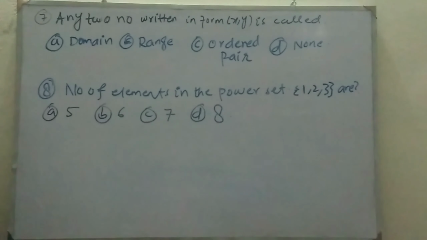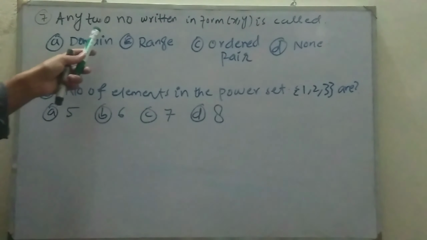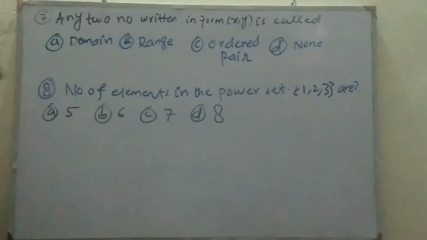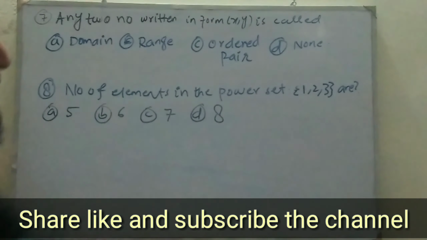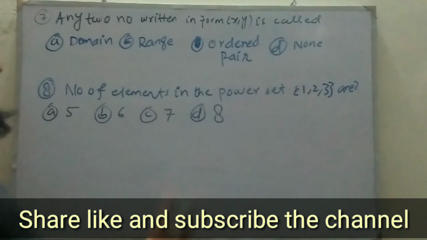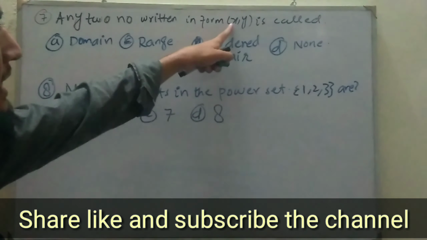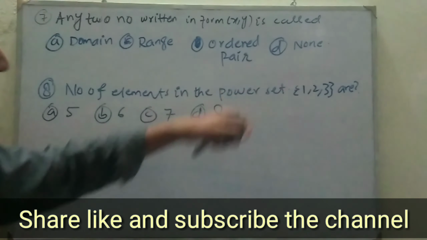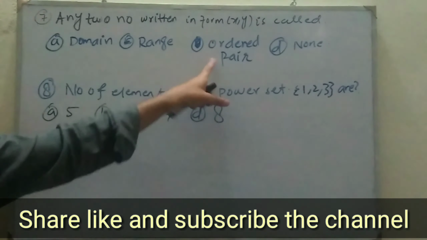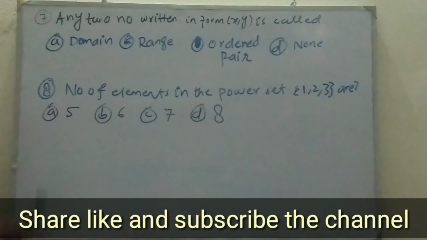Now move to MCQ number 7. It tells that any two numbers written in the form of x, y is called. We learned in the previous video that two numbers written in the form of x, y will be called an ordered pair. So the correct option is option C. The first element is called the domain and the second element is called y, but they ask about the written form of x, y. So the written form of x, y is called an ordered pair.